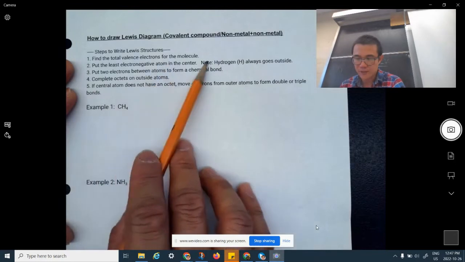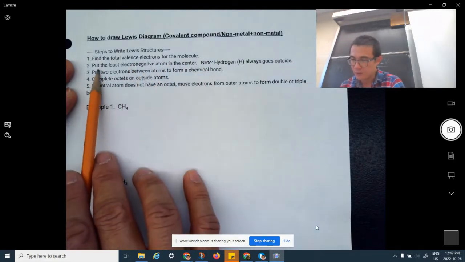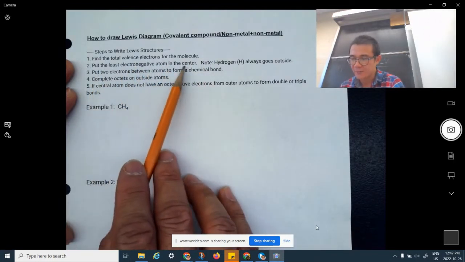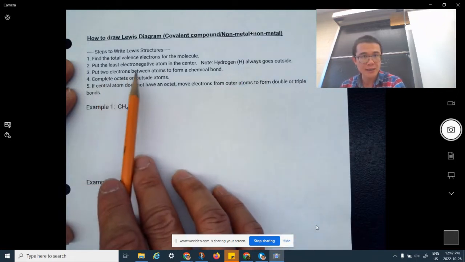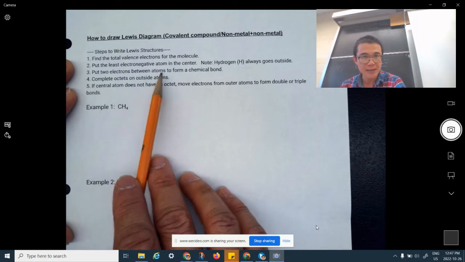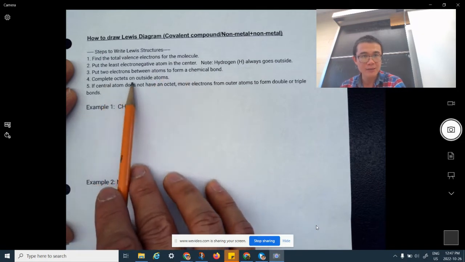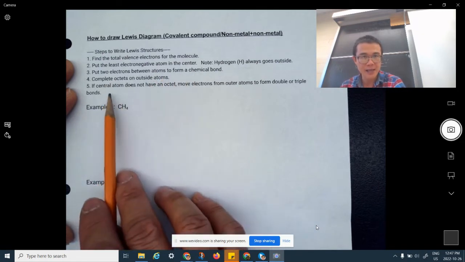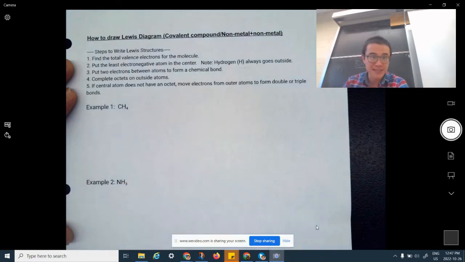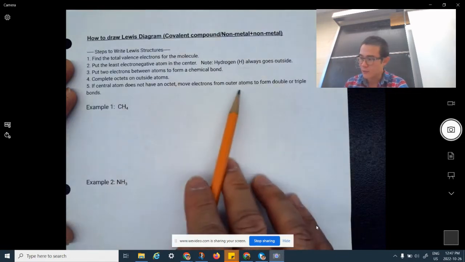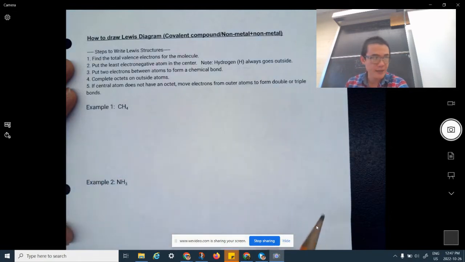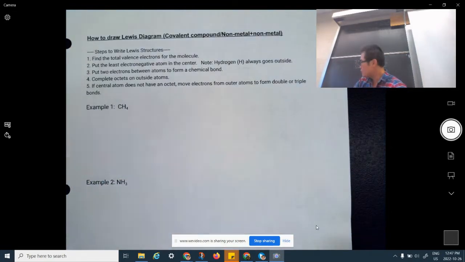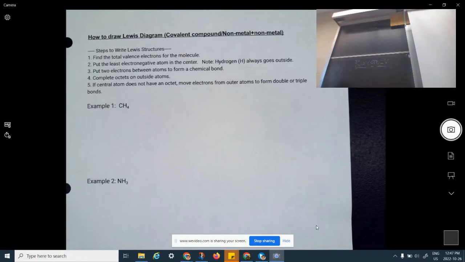First step, find the total valence electrons for the molecule. Put the least electronegative atom in the middle. Hydrogen always goes outside. Put 2 electrons between atoms to form a bond, complete the octet on the outside atoms, and if the central atom doesn't have an octet, move electrons from outer atoms to form double or triple bonds. Okay, so you do need to use and remember your periodic table a little bit to do that.